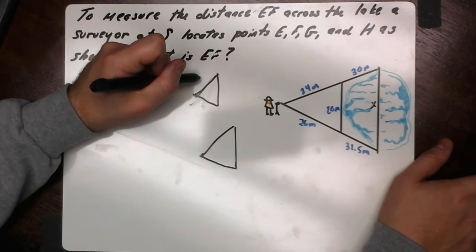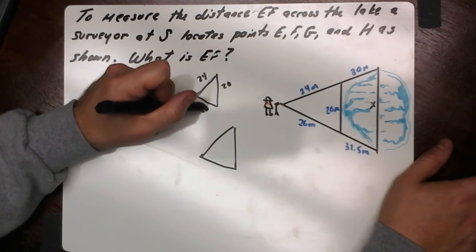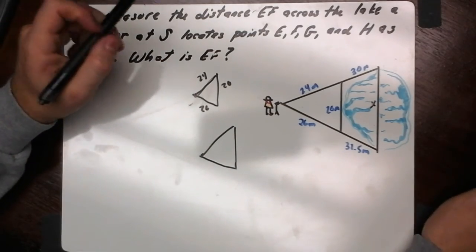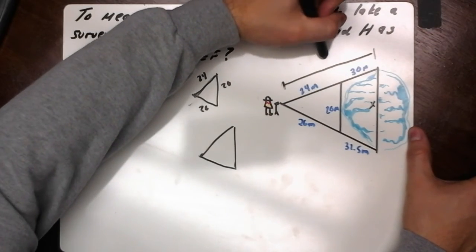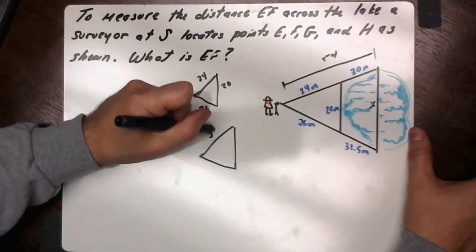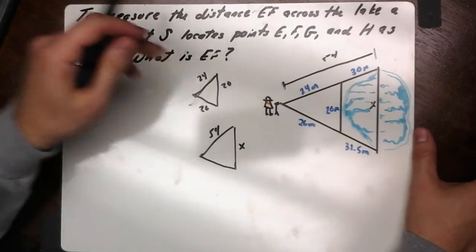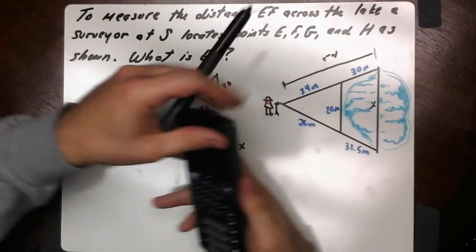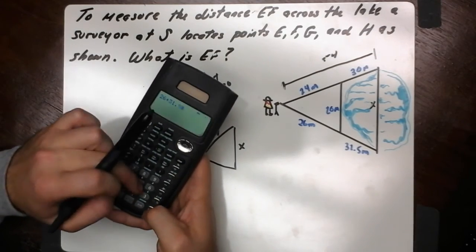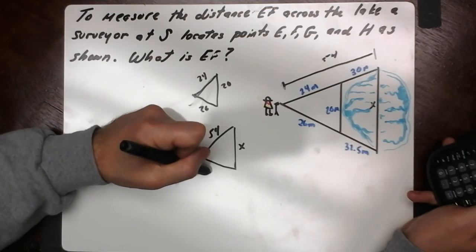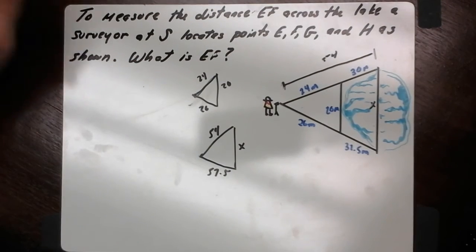Okay. The little one, I have 24, 20, and 26. Now I've got to figure out the big one. Well, I have to add these sides together. So this is 54. Then that's x. And then this is, let's see, 26. 26 plus 31.5 is 57.5. Okay. So now I have those distances figured out.